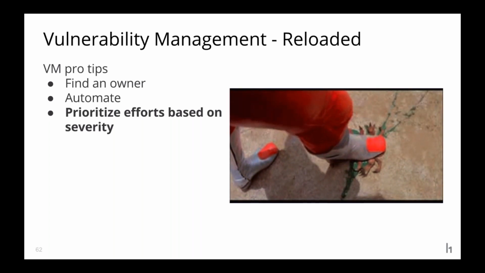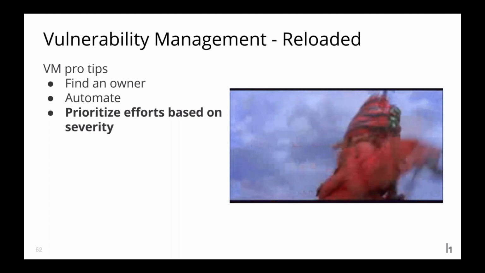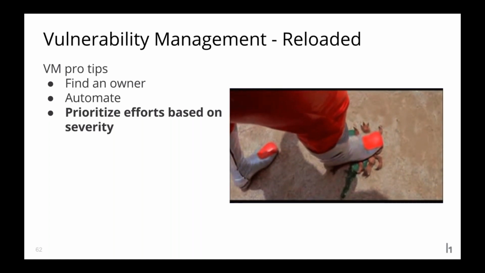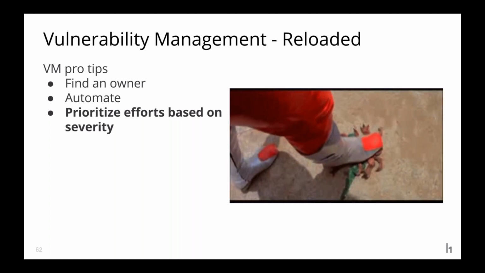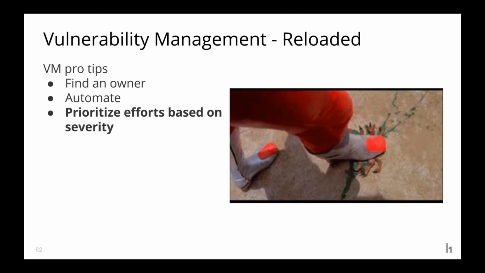So when you do have to do those manual reach outs or invest manual effort into vulnerability management, you want to prioritize that based on severity. So only do those manual reach outs for your critical bugs and maybe your high severity bugs.